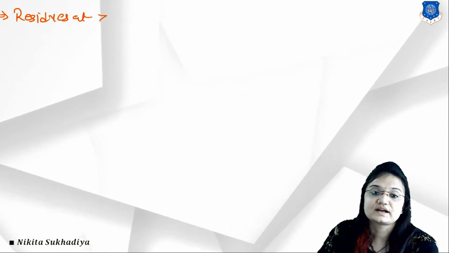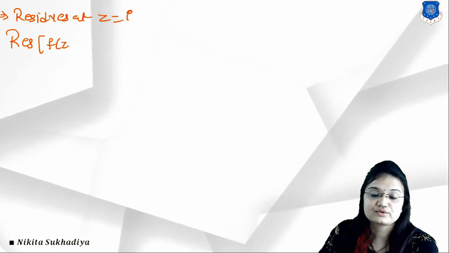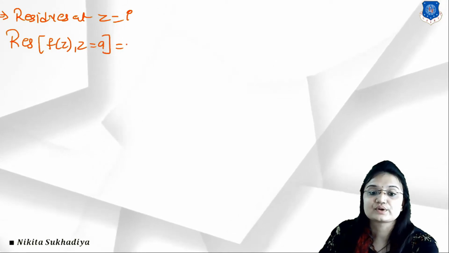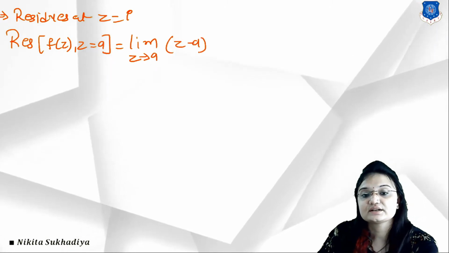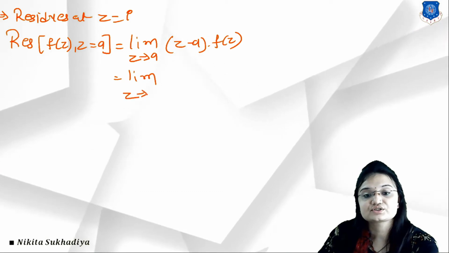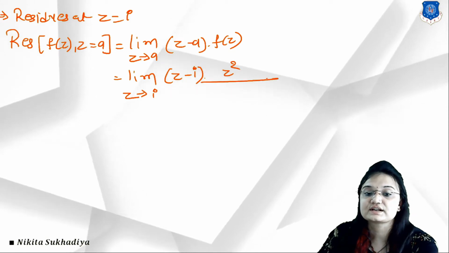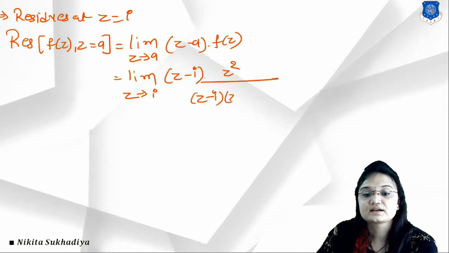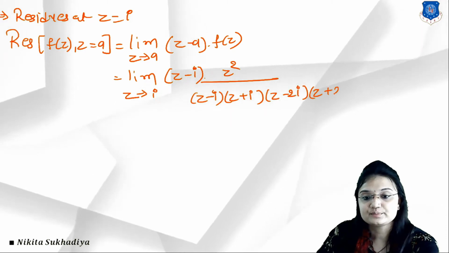Okay, so let's start with the residue at z equal to i, which is a simple pole. So the residue for the function f(z) at z equal to a is the limit as z tends to a of (z minus a) times f(z). Okay, so this is the limit as z tends to i, this will become (z minus i), and our function, that is z square upon (z minus i)(z plus i)(z minus 2i)(z plus 2i).